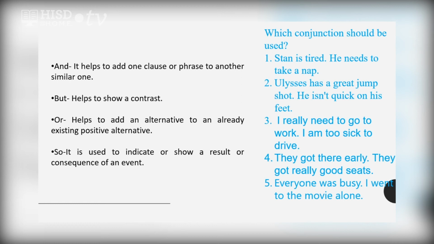So you should be writing these sentences and deciding which conjunction you can use in order to combine these two simple sentences to make a compound sentence.